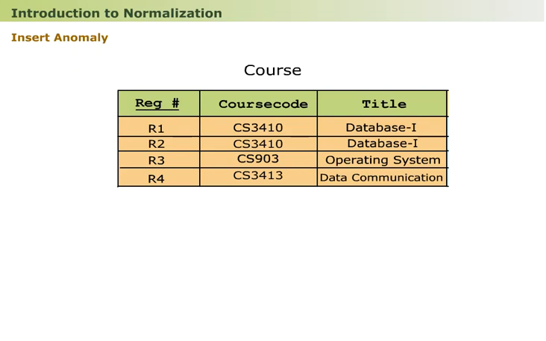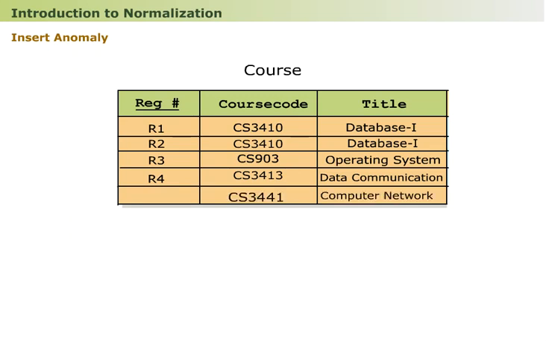Dear learners, though it is a valid table, let us see what will happen if it is required to add a row in order to define a course with course code CS3441 entitled Computer Networks, with the assumption that this course is not registered by any student. This can be done only by providing values of the primary key attributes, that are registration number and course code, but the value of registration number is missing as the course is not yet registered by any student. Thus, course data cannot be defined unless registered by a student. Therefore, the course table has insert anomaly.